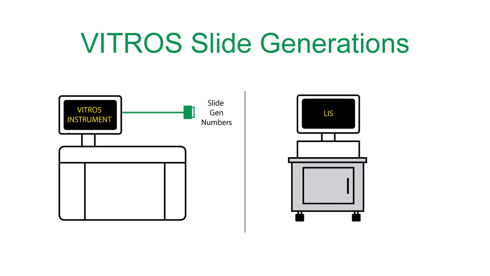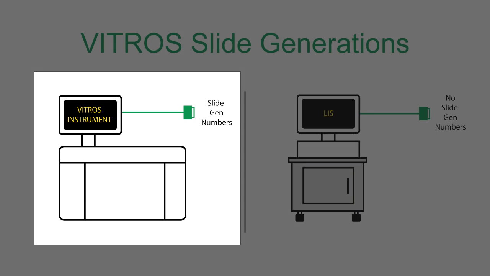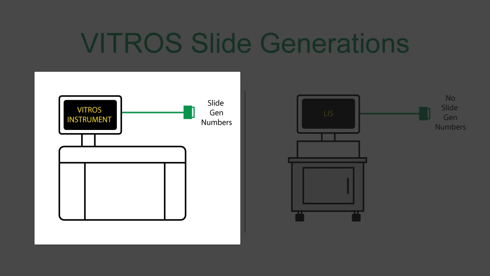However, imagine a case in which Vitros data flows into an LIS or middleware. While a user may see the slide gen information in the LIS or middleware, it may not be included in a QC data stream. This means that there are two different processes for handling Vitros data. Let's start with a case in which slide gen information is included in the stream.